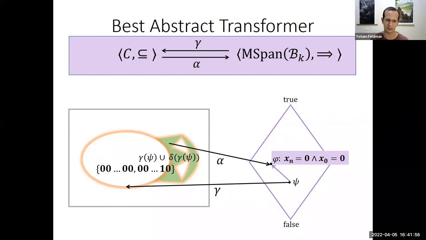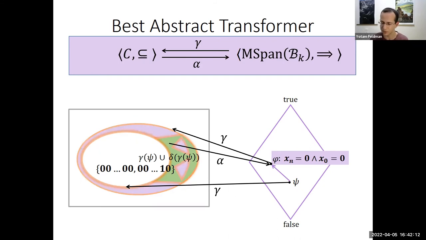So for example, if what we get in the exact post image is 0 and 2, then what we get as the result of the best abstract transformer is this formula, all the even numbers with most significant bit 0. And what's interesting is that this actually introduces over approximation, that the concretization of that formula includes many states beyond those that are exactly reachable, because it includes also 4 and 6 and 8 and so on. By taking the most precise thing that can be expressed in the abstract domain, we've introduced over approximation.